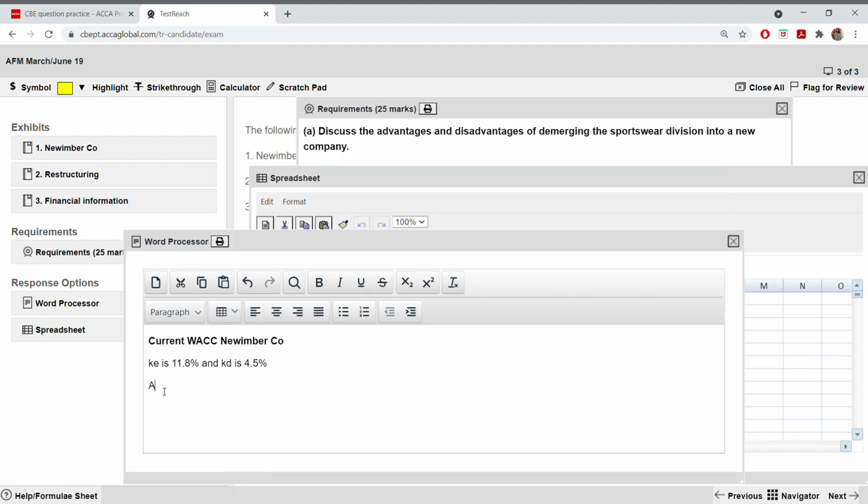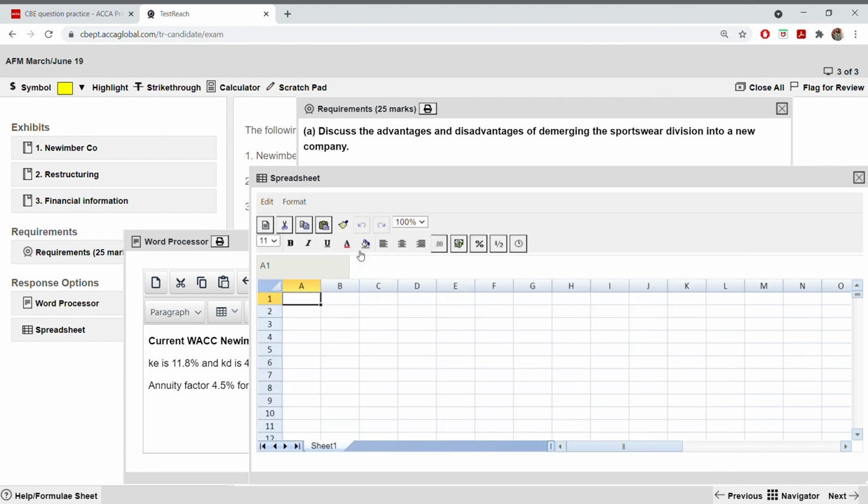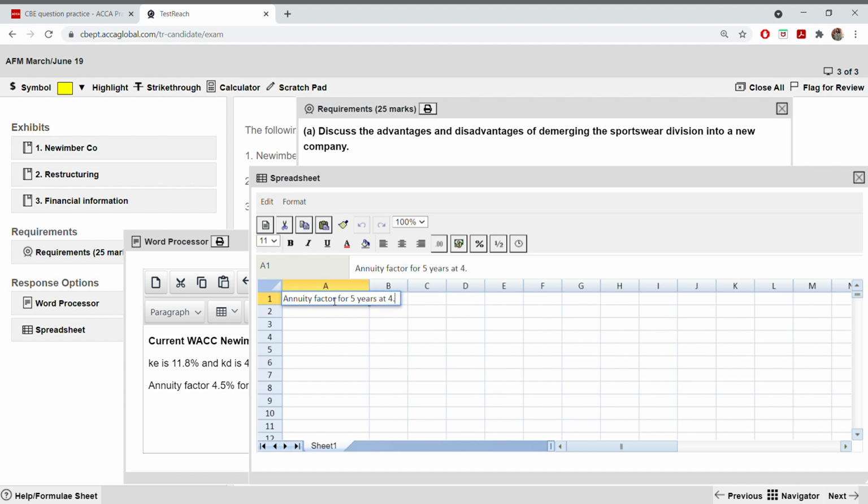So annuity factor. What is the annuity factor? It will be at 4.5%, always at the cost of debt. For how many years? 5 years. It is redeemable in 5 years. You can use Excel here to do it. I'm going to do annuity factor for 5 years at 4.5%.